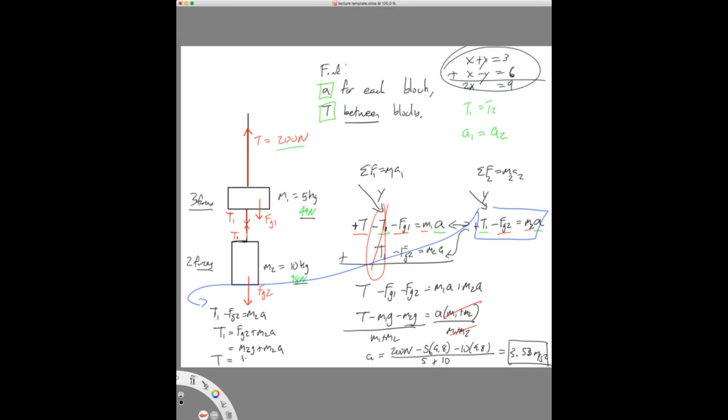That's going to be 10 times 9.8 plus 10 times 3.53. That is 133.3 repeating newtons.